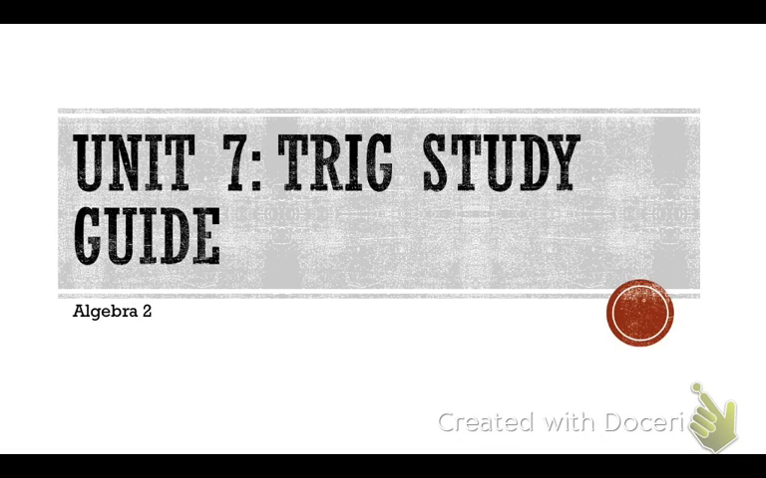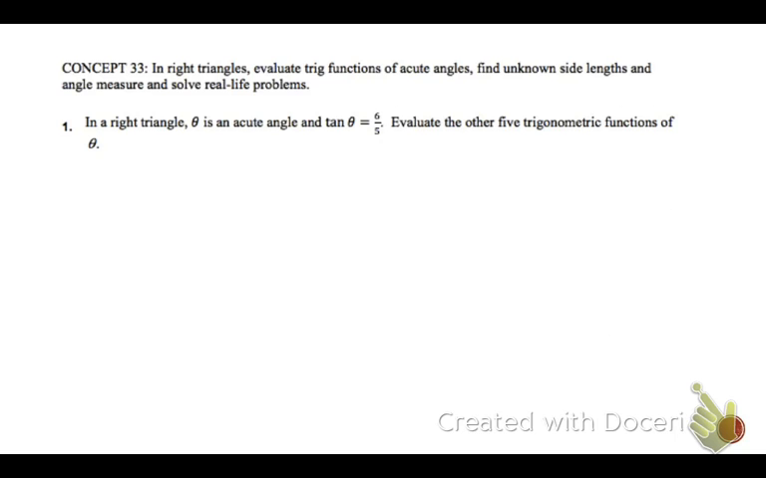Algebra 2, Unit 7 Study Guide, number 1. So this is over concept 33. In a right triangle, theta is an acute angle and the tangent of theta equals 6/5. Evaluate the other 5 trig functions of the triangle.